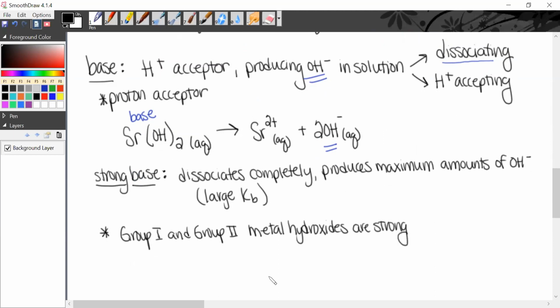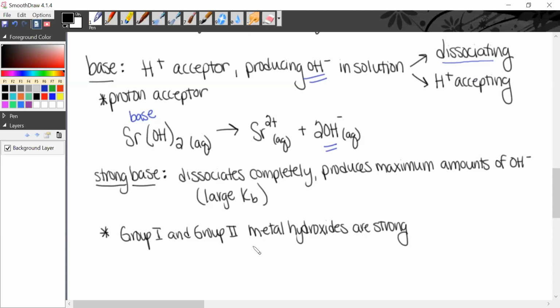Now by group 1 and group 2, I mean the groups on the periodic table, up and down columns. Group 1, your alkali metals. Group 2, your alkaline earth metals. Any of those metals bonded to hydroxide are strong bases. Now they're not all equal strength. Again, there are relative strengths here. In fact, the lighter group 2 metals, like beryllium and magnesium and calcium, those aren't super strong.